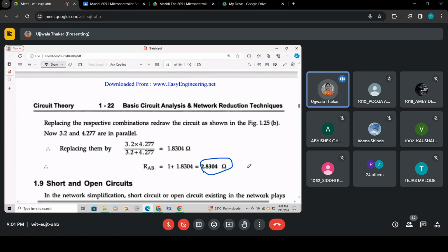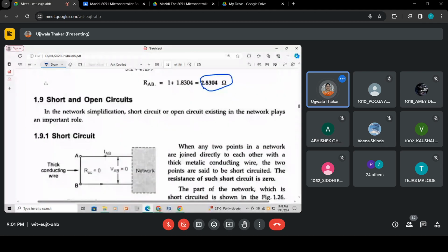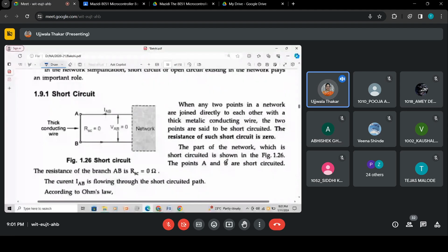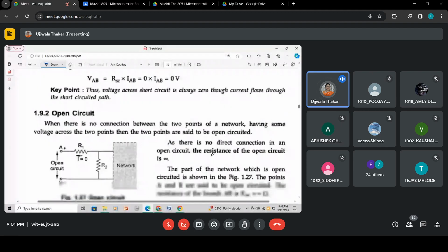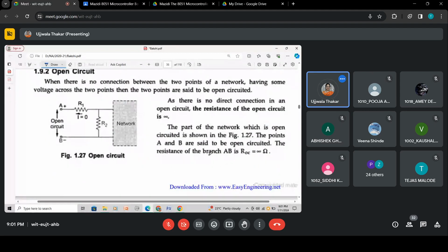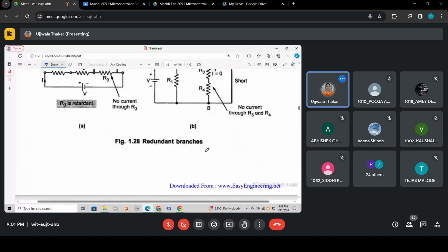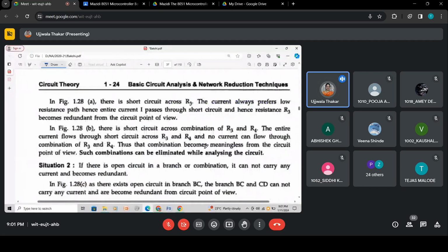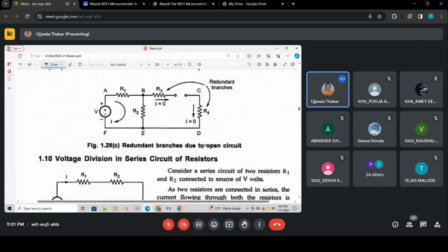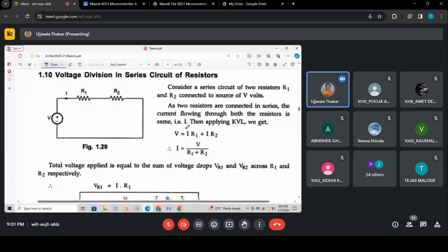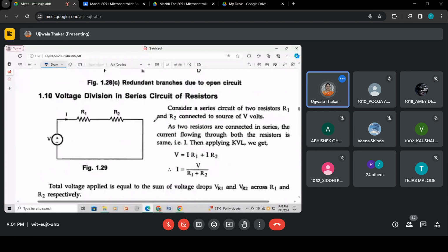Network analysis is the calculations, like short and open circuit. This requires understanding. What is the meaning of short circuit and what is the meaning of open circuit? This requires explanation, and I can provide it on Monday. So I think enough for today. Voltage division, etc. So those things, of course, are required.